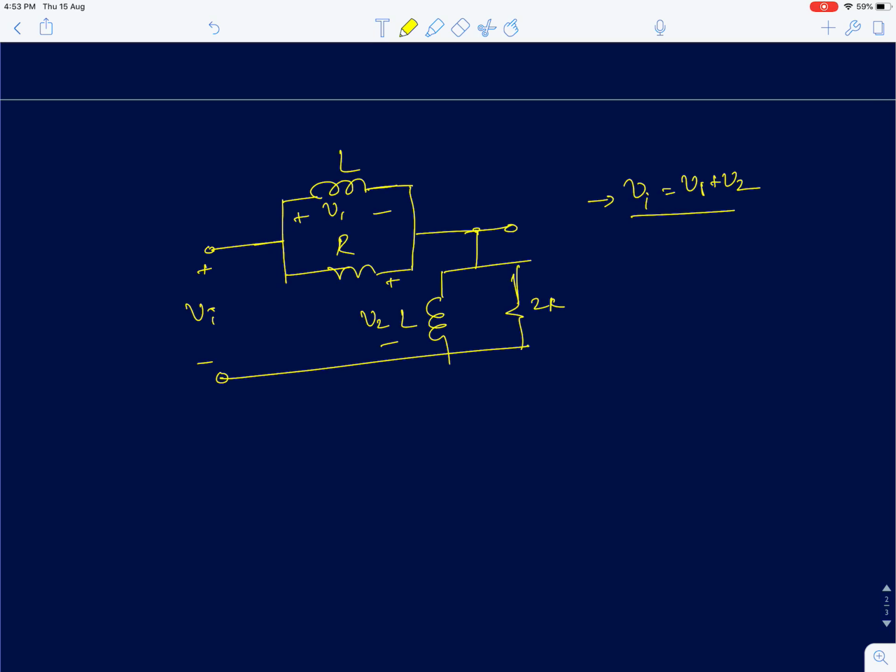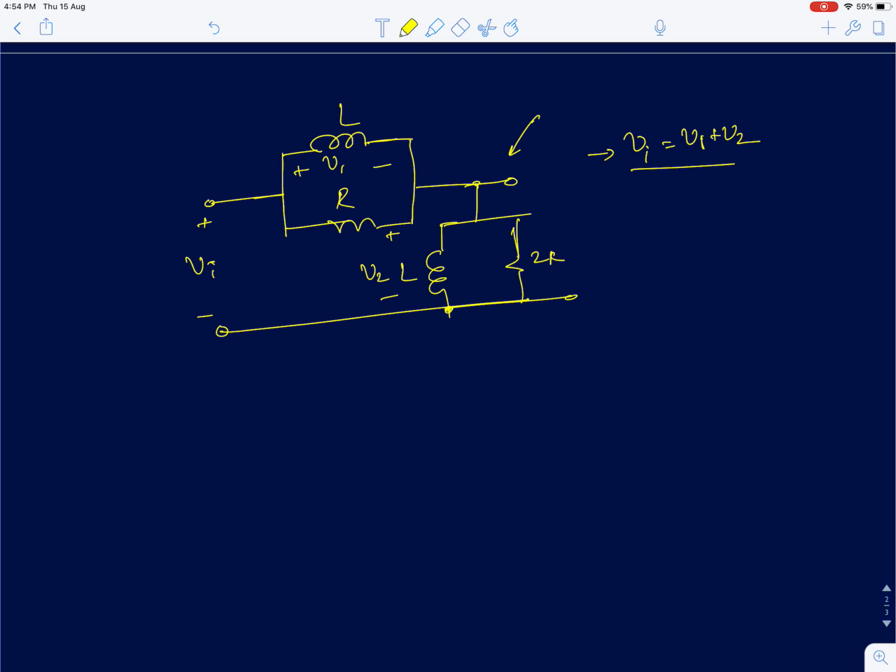Okay, so the moment there is a linear relationship between the voltages of the two inductors, then the order is going to be reduced by 1. So the maximum order can be 2, but here the system order is going to be only 1.